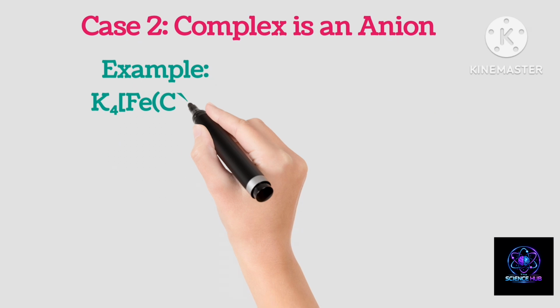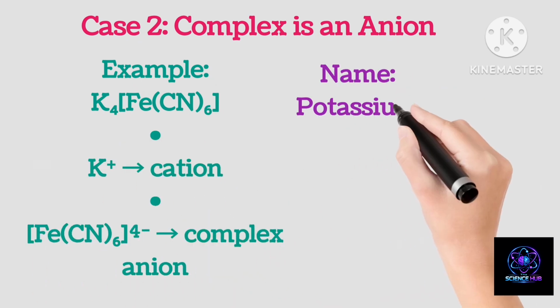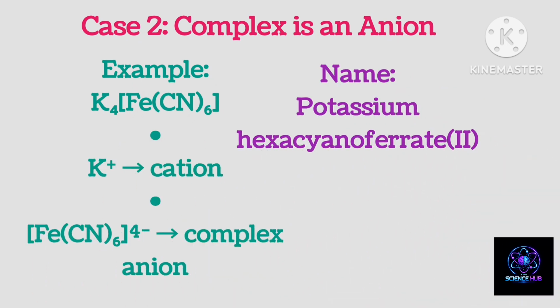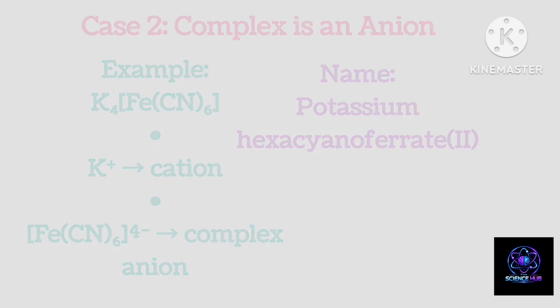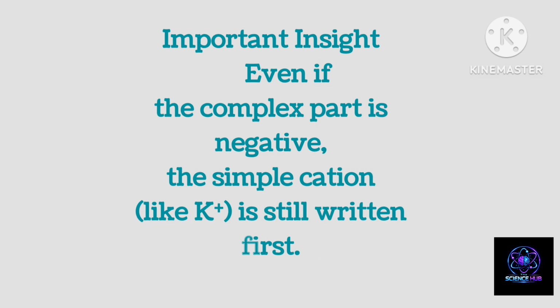Case 2, complex is an anion. Example, K4[Fe(CN)6]. K+ is a simple cation. [Fe(CN)6]4- is a complex anion. Name, potassium hexacyanoferrate(II). Important insight. Even if the complex part is negative, the simple cation, like K+, is still written first.